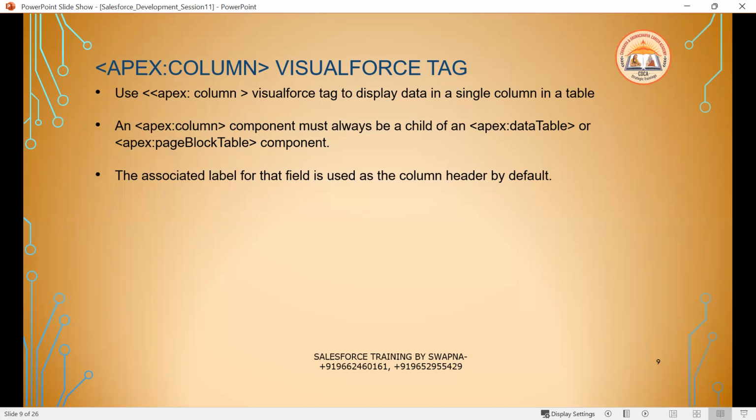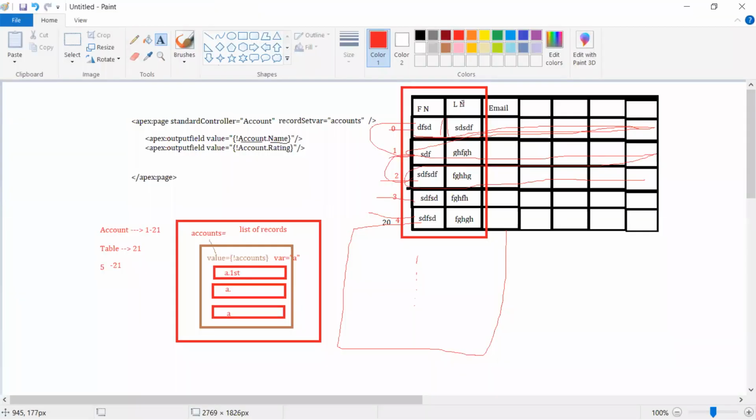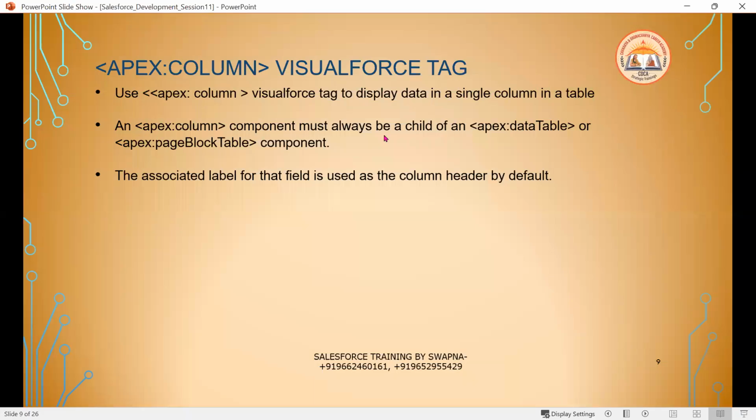When I say header, a table always has headers, right? So this is the header. This is the header. This is the header. Whatever the column is, for example, here I am displaying account.name, that means this header will be automatically taken from the column name. So the associated label for the field is used as the column header by default.